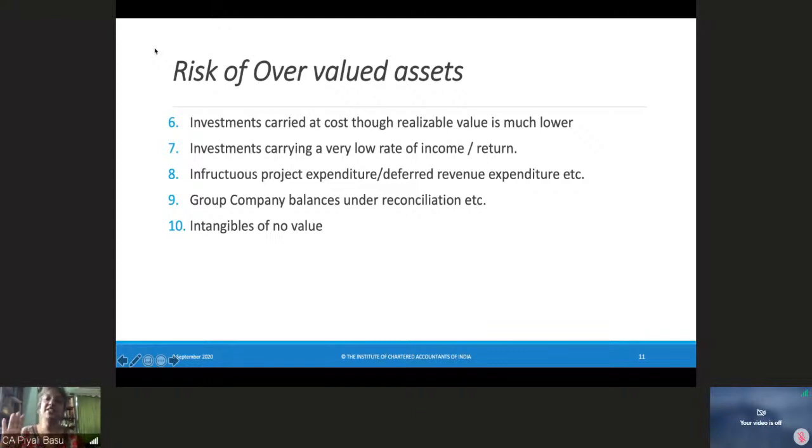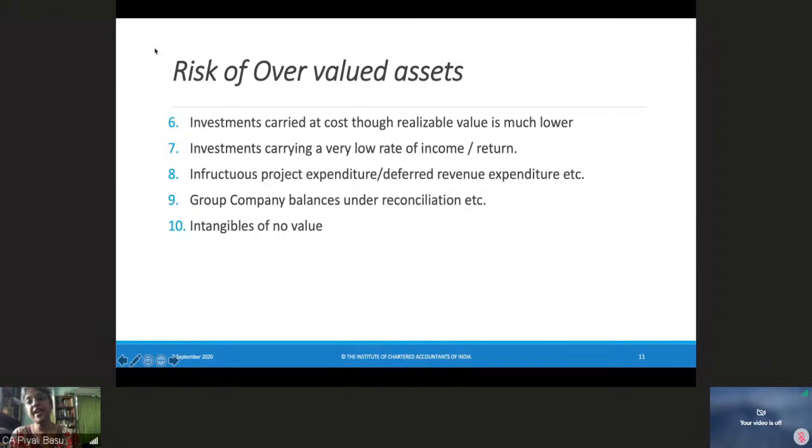We are just deferring it and capitalizing it as capital work in progress. We are not showing it in the profit and loss account, neither by way of expenditure nor by way of depreciation, because there is no capital. And intangibles of no value. A cost intangible asset having no value can't be shown with a value in the assets.